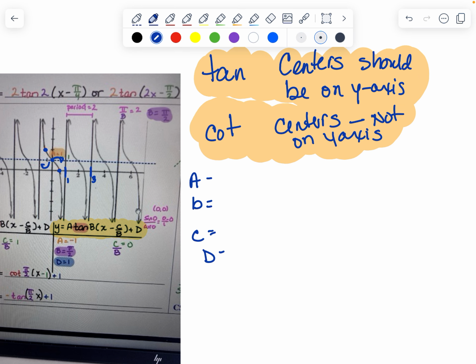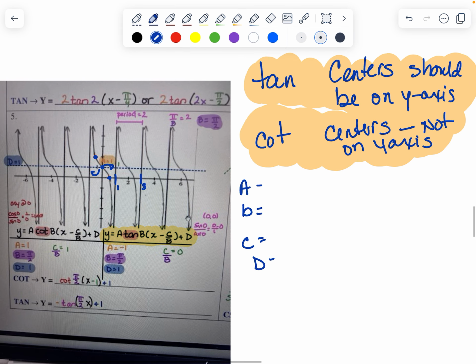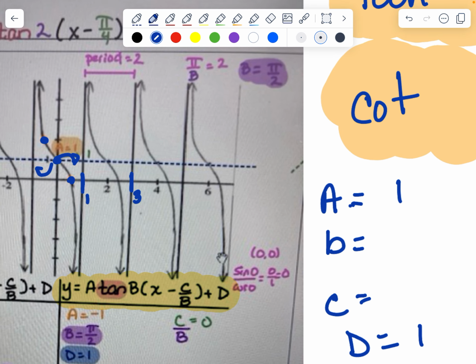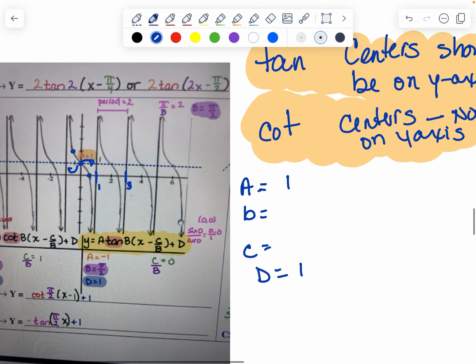Okay, same thing, D. The whole thing is shifted. All my centers are at 1. So it's positive 1. A value, it goes up above 1 and below 1 from the center. So that's a 1. Now, we're going to do this in tangent first. If this was a tan graph, because we just did a tangent up there, these are backwards, right? They should not be going left to right. So this is a negative 1 when we're doing a tangent graph.